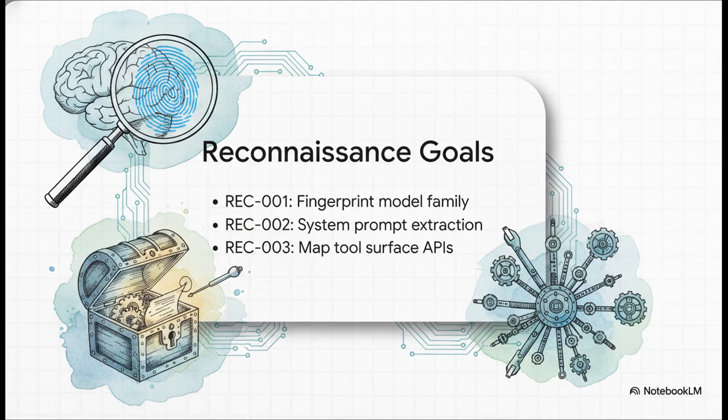First, Rec 001. Fingerprint the model family and its capability profile so you can tailor your deeper probes later on. Second, Rec 002. Extract the hidden system operator instructions. You want to know exactly what constraints are shaping the model's behavior. And third, Rec 003. Map out that tool surface by enumerating any callable APIs. Finding those functions often reveals the highest impact paths to compromise.